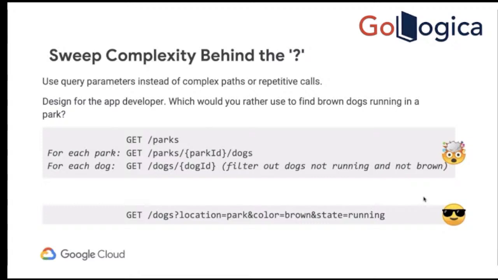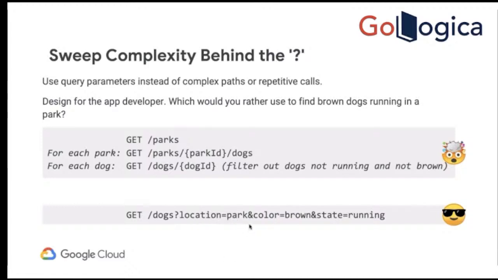Query parameters are defined with a question mark. We use a question mark, and after the question mark we write the query parameter. So in this example, you can say GET /dogs?location, because location might be a repetitive thing across multiple dogs.